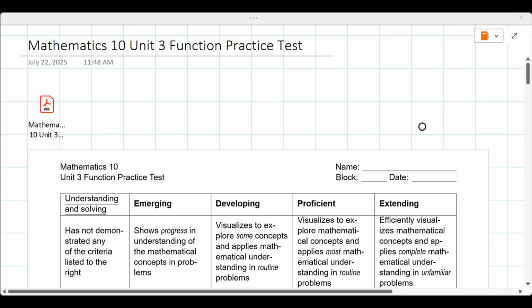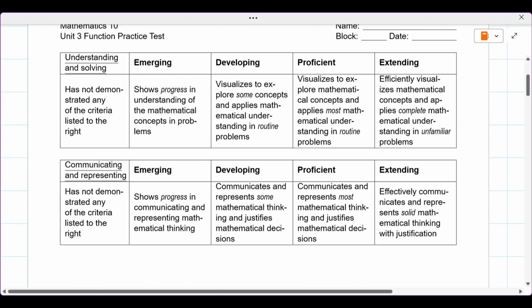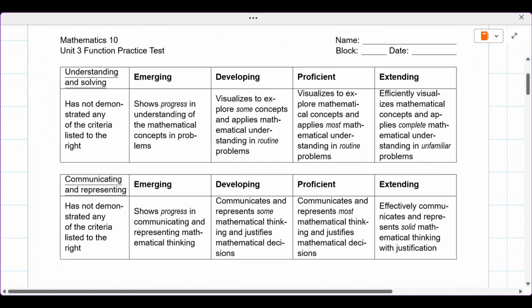Hello, welcome to the video of the Unit 3 Function Practice Test for Mathematics 10. In this assessment, we'll be looking at the understanding and solving as well as communicating and representing curricular competencies.